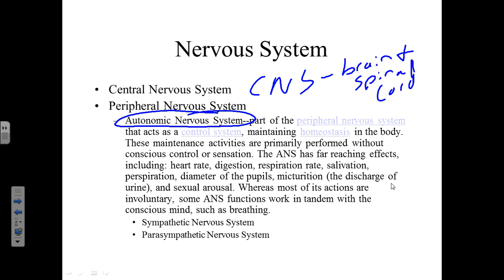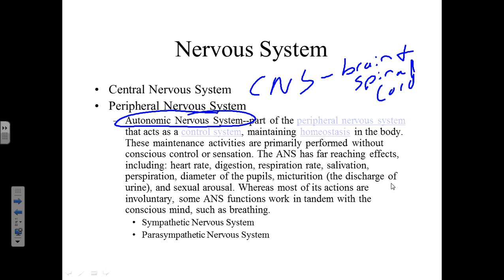Autonomic sounds an awful lot like what? Sounds a lot like automatic, right? And that's sort of what it is. Notice what it says here. The autonomic nervous system is the part of the peripheral nervous system that acts as a control system, maintaining homeostasis. This part of your nervous system is unconscious. You're not thinking about this to make it work. This is an unconscious, innate part of your nervous system. It's keeping things under control.